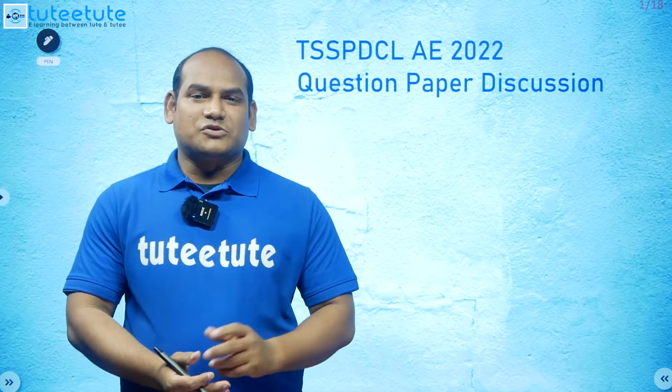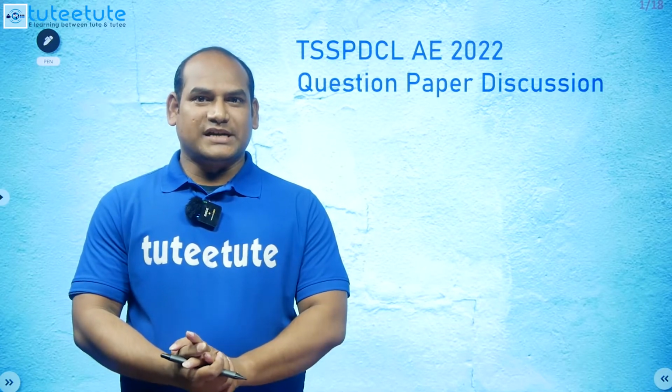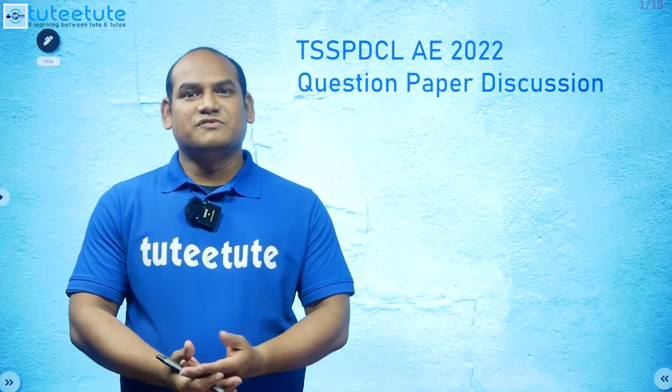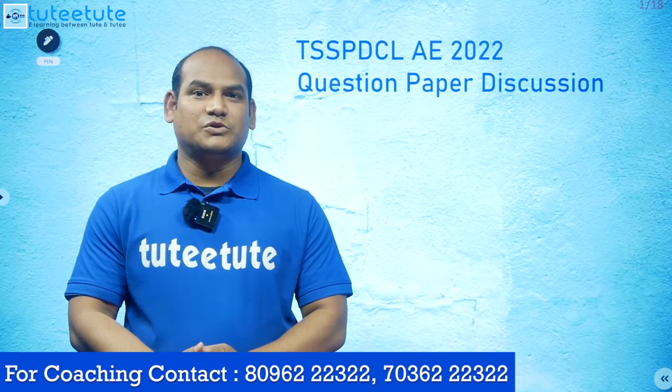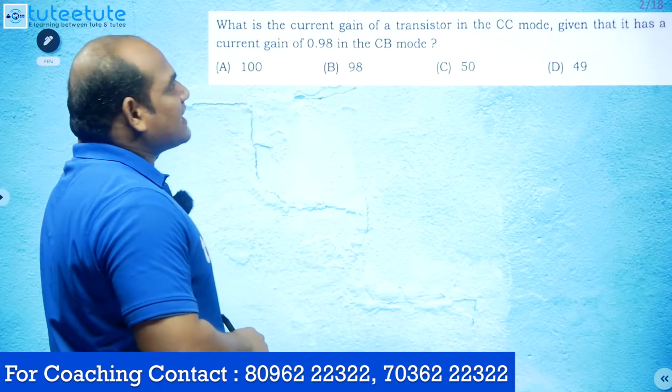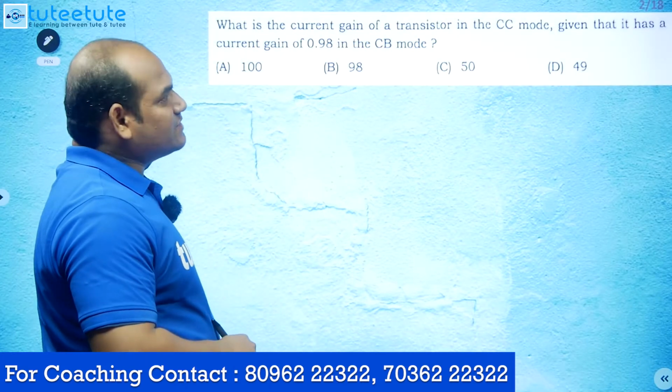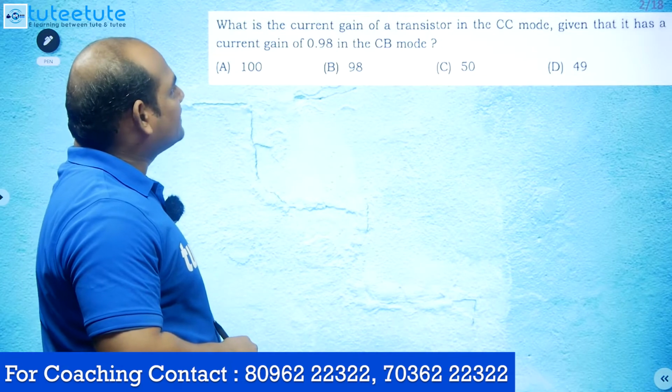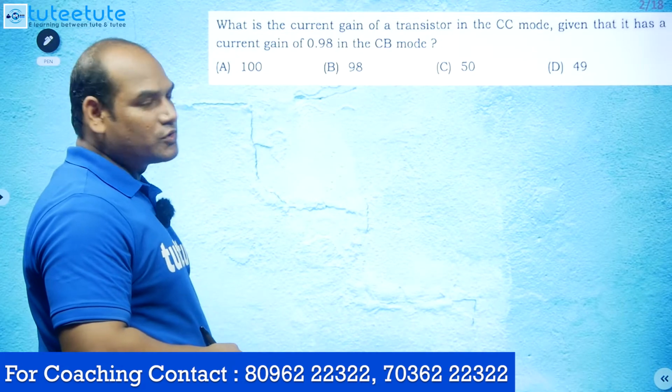Now we will discuss the questions from the signals and systems and EMF in the examination which was conducted yesterday. This is related to the SPDCL AE examination. First question is, what is the current gain of a transistor in the CC mode given that it has a current gain of 0.98 in the CB mode?